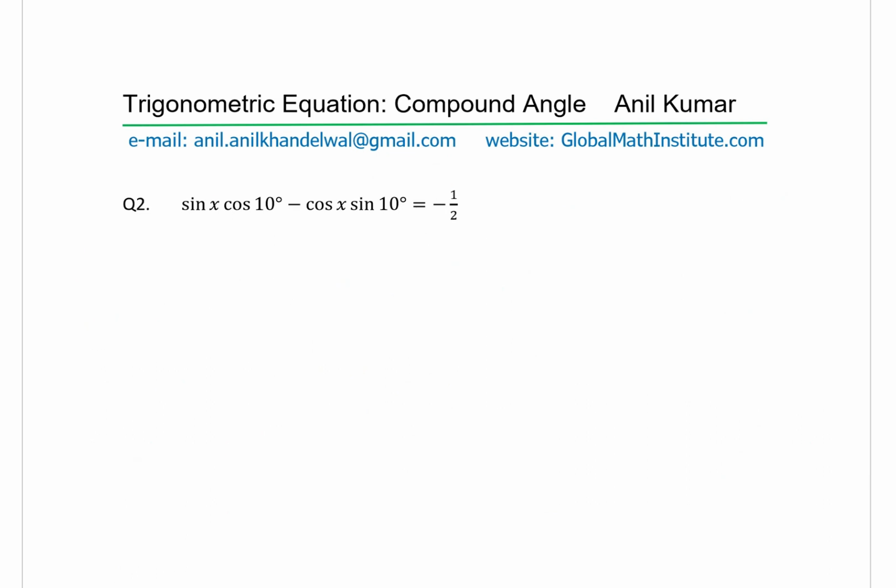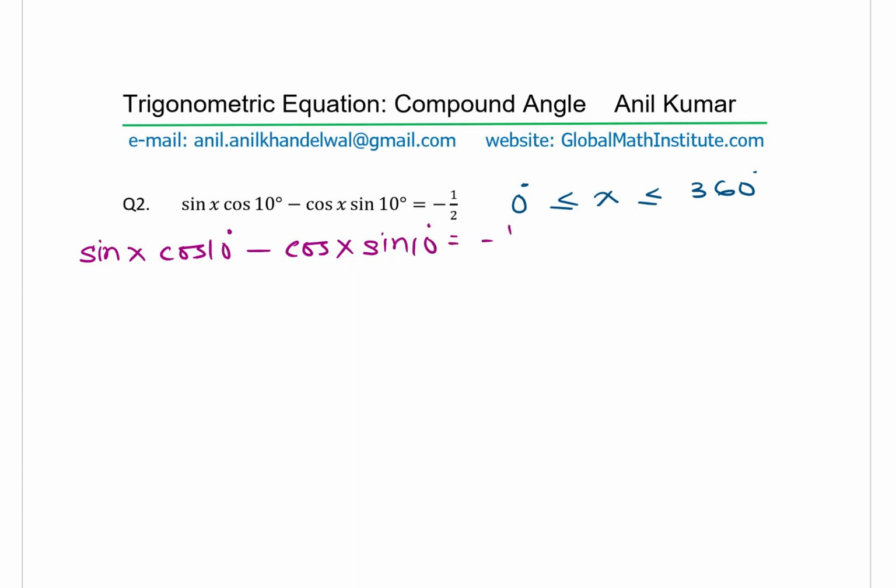Here is question number 2, which is on the same logic. So I'd like you to pause the video and answer this question. Remember, the value of x, which we're looking for, is between 0 degrees and 360 degrees. Let's follow the steps. Sine x cos 10 minus cos x sine 10. Let's rewrite. So the question is sine x cos 10 degrees minus cos x sine 10 degrees is equal to minus half.